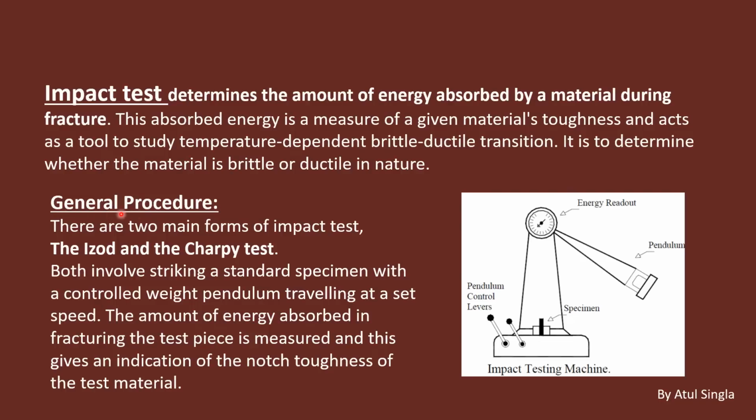Both involve striking a standard specimen with a controlled weight pendulum traveling at a set speed. So we can calculate the amount of energy absorbed by that particular piece at that particular temperature. This identifies the notch toughness of the test material. This is something we do to identify the strength of a material, mostly at low temperatures.